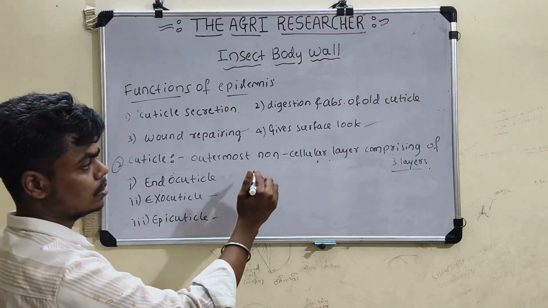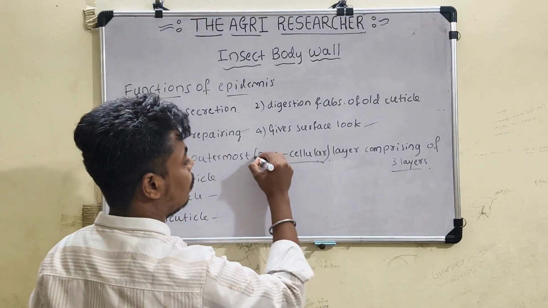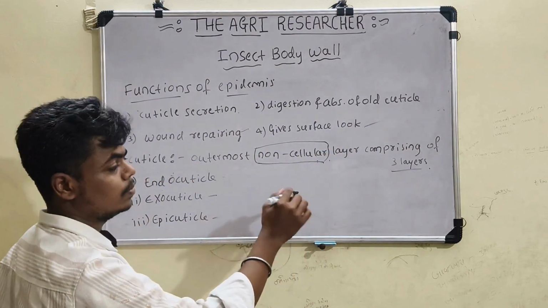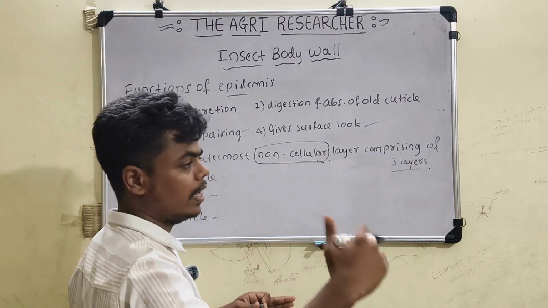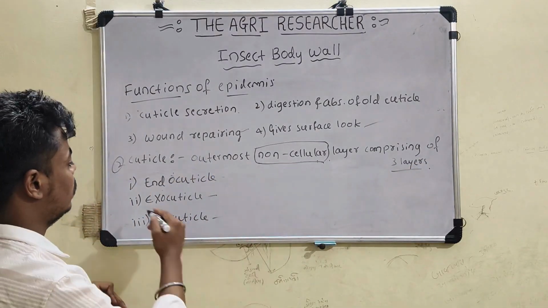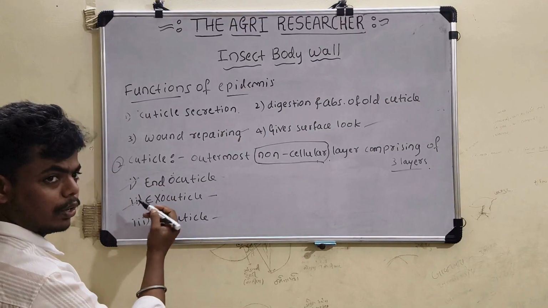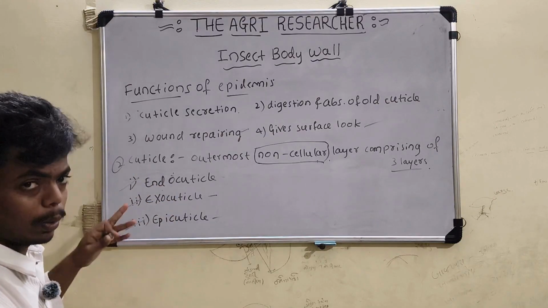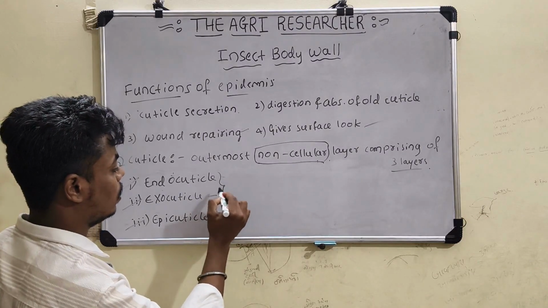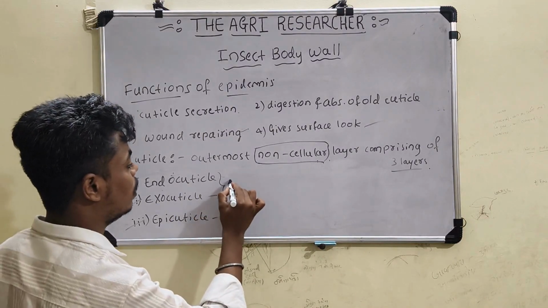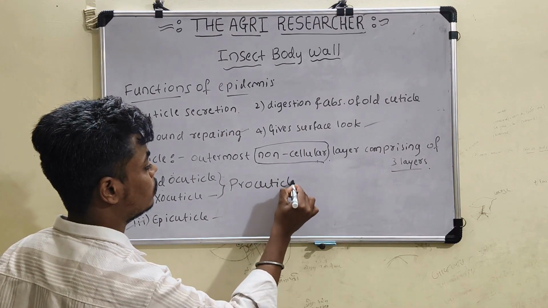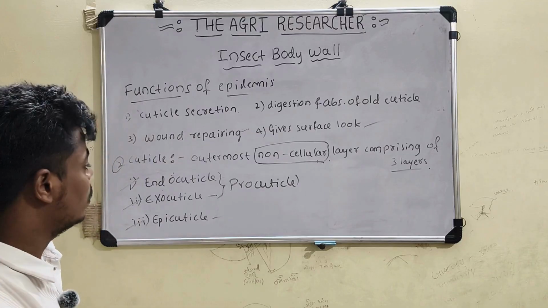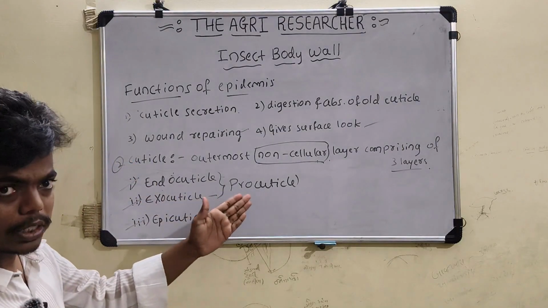Then the second layer is the cuticle. It is the outermost non-cellular layer. It consists of three different layers, which we discuss one by one: endocuticle, exocuticle, and epicuticle. One more point is that endocuticle and exocuticle together are called procuticle. It is very important.